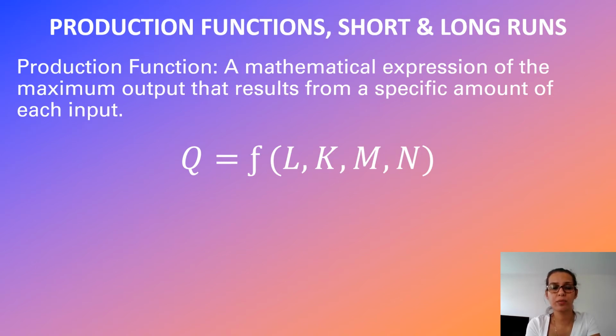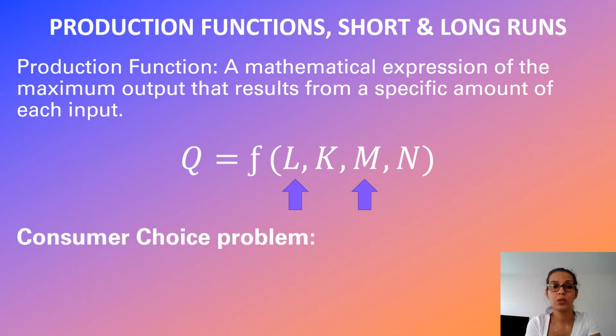The textbook provided an example of a child selling lemonade where the output was the cups of lemonade, which equals some functional form of materials, which were lemon, sugar, water, and labor. For a consumer choice problem, we typically use two inputs, which are labor and capital.